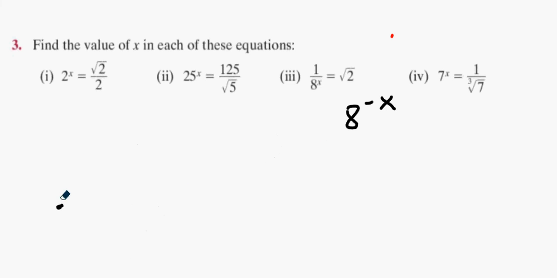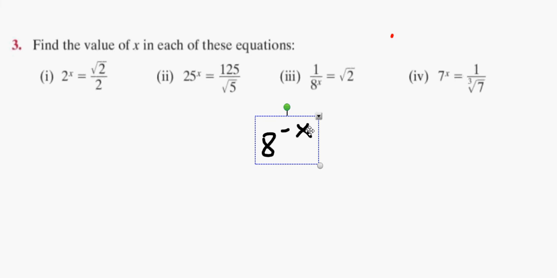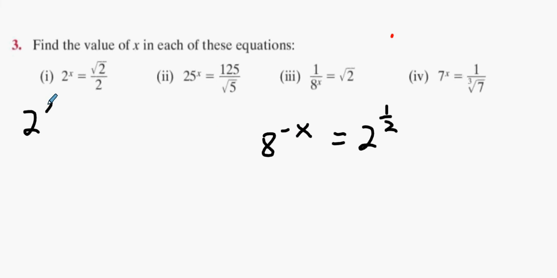What's root 2? Anybody? 2 to the power of a half. What is the major issue I have right now? I'll show you a problem, right? If I have 2 to the power of x equals 2 to the power of 3, everybody can say x equals 3. If I have 2 to the power of x equals 8 to the power of 3, can I say x equals 3? No.